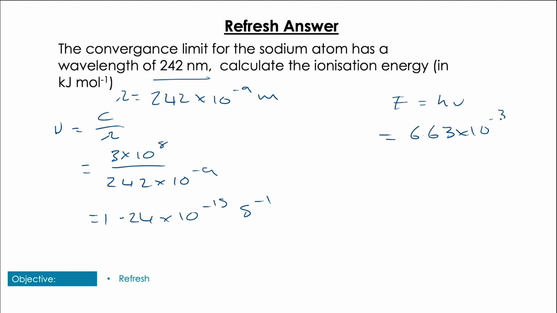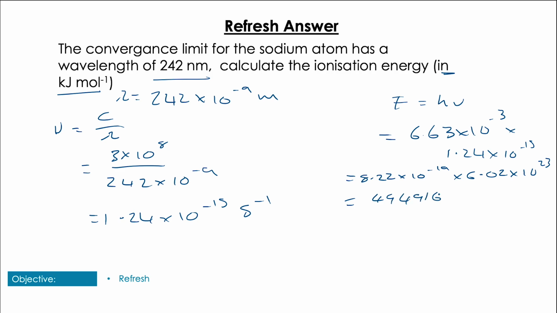Then we use our E equals hv equation, and remember h is Planck's constant, which is given in the data booklet, multiplied by the value that we got in the first part, which gives us 8.22 times 10 to the minus 19. Now, the question says in kilojoules per mole, so I know I'm going to need to convert this into moles, and so for that I'm going to use trusty old Avogadro's constant, multiply those, which gives me my number of joules per mole. Obviously then I need to divide that by 1000 to get my value in kilojoules per mole.